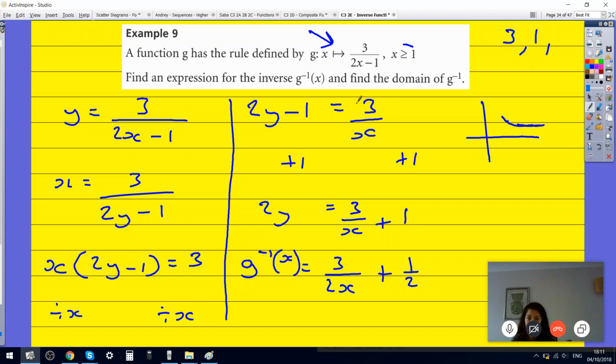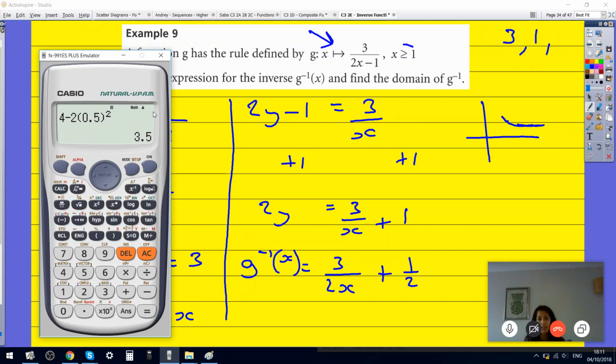Minus 3? Y is the possible outputs. So first we got 3, then we got 1. Do I just work out what effect is 3? Okay, so calculator time. Table.